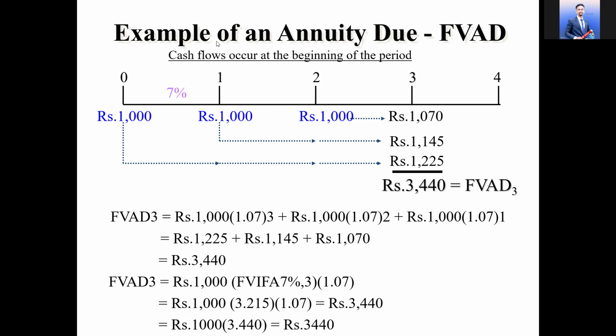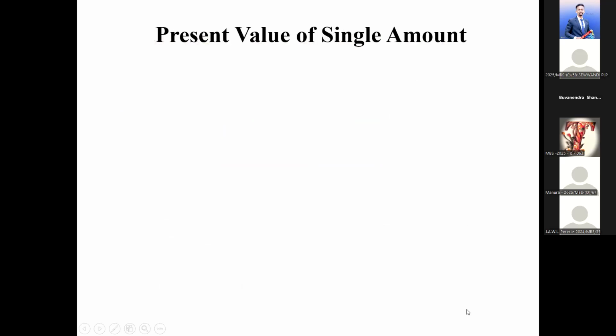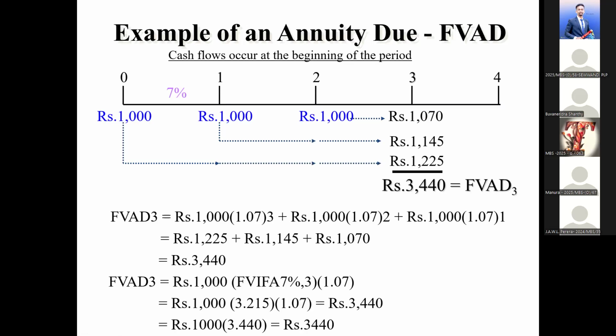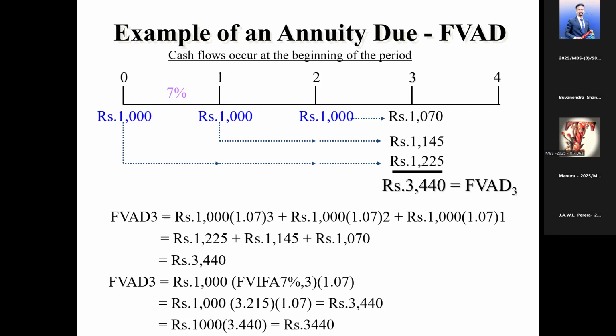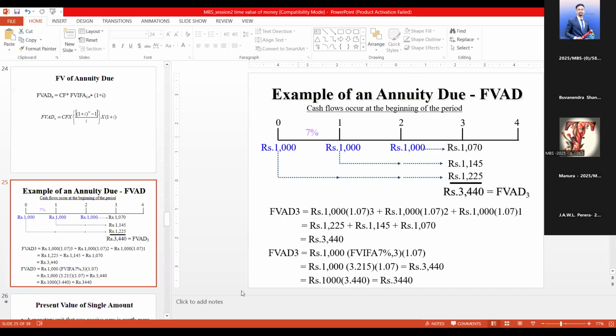Is it clear, students, what I explained about the ordinary annuity and annuity due? Then there is one example with the future value. Quickly, I think we finish that and then we can move on. So let us take that exercise with the future value and present value.